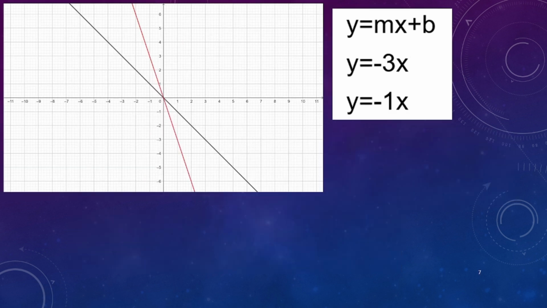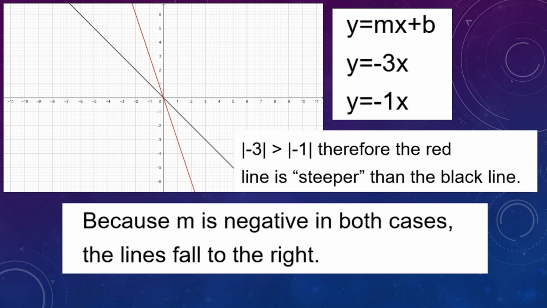Now let's look at the negative versions, y equals minus 3x and y equals minus 1x. We have to introduce the concept of absolute value, so the absolute value of minus 3 is greater than the absolute value of minus 1, therefore the red line is steeper than the black line. Because m is negative in both cases, the lines fall to the right.